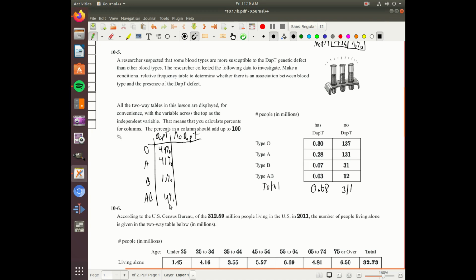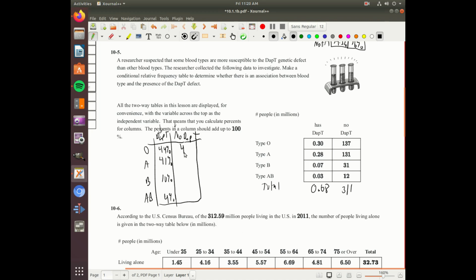So looking at this, it's easy to draw the conclusion, oh yeah, look at that. O and A are way more likely to get it than B and AB. But that wouldn't be fair to compare. There might just be a lot more people that have blood type O than AB, and that might account for the percent. So we actually want to compare them to each other. So now we're going to go over here and divide 137 by 311. And we're going to get 44%.